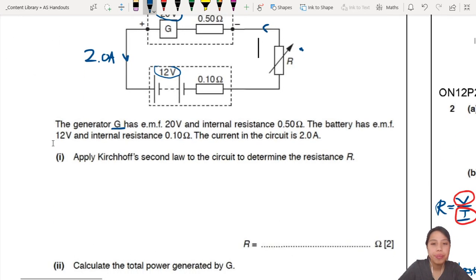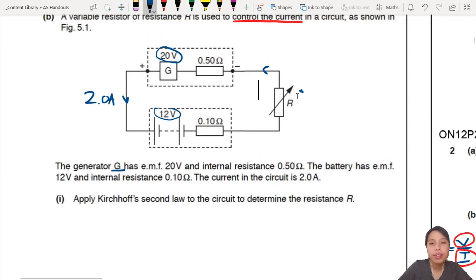What are we looking for here? We're trying to find the resistance R. And you got two batteries here and you want to apply Kirchoff's laws. But the second law, not the first law, because there's no junction here, so your first law is pretty much useless. Current is the same everywhere in the whole circuit. But Kirchoff's second law: sum of EMF equals the sum of potential drops in the whole circuit.